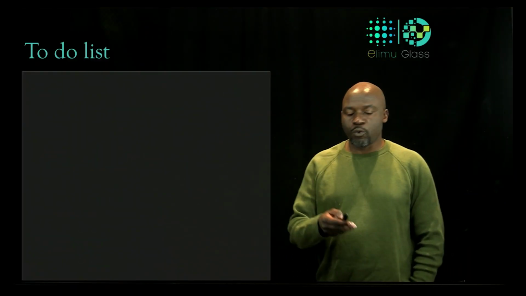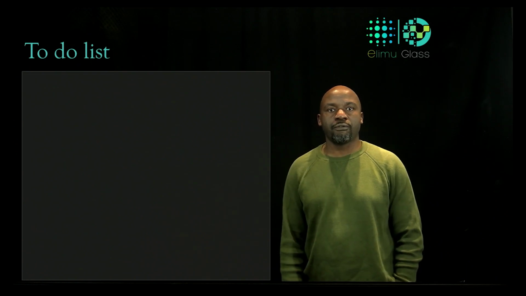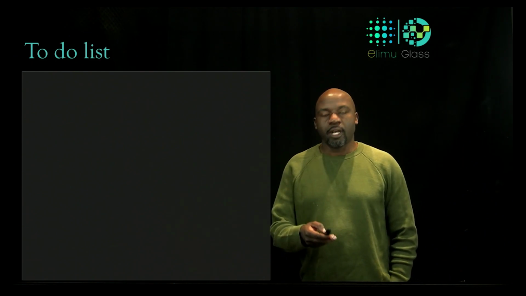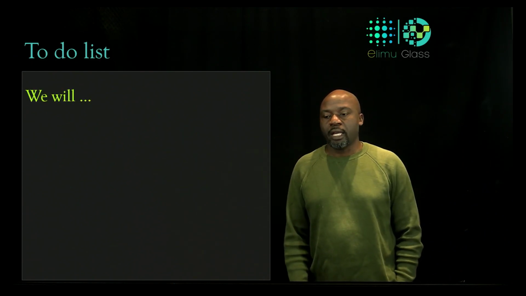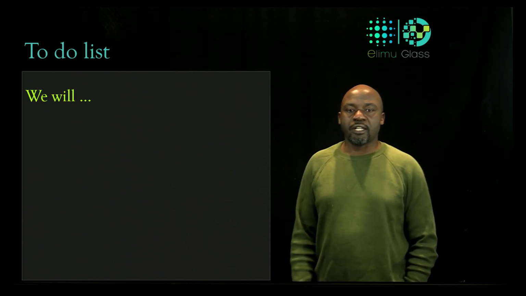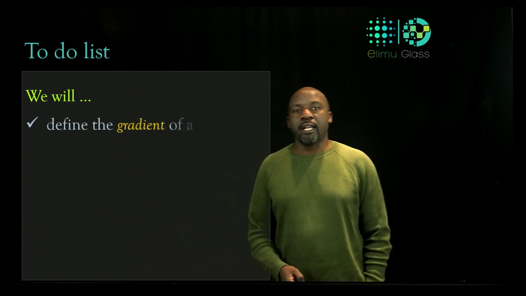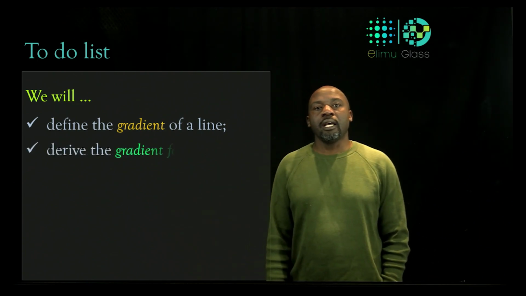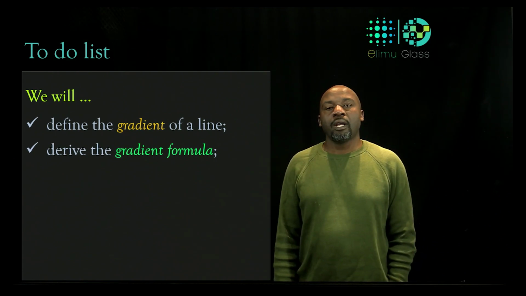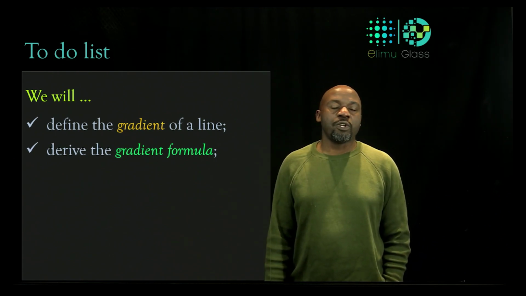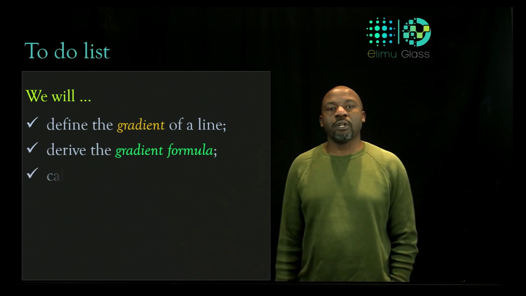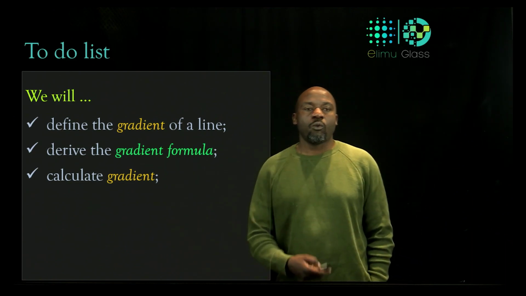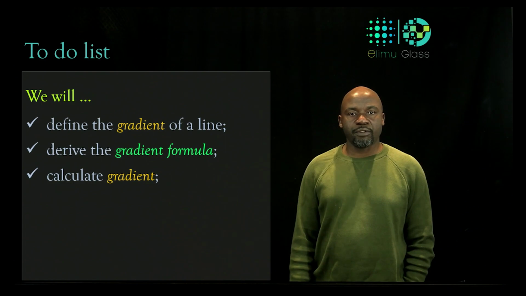Again, guys, let's continue with this section of the functions topic. In this third section, we will start by trying to understand what the gradient means, and then we will define it mathematically. We will derive the gradient formula, that is, come up with a formula that we normally use to calculate gradients, and with that formula we will then conduct some calculations, determining gradients for different lines when we are given specific kinds of information.